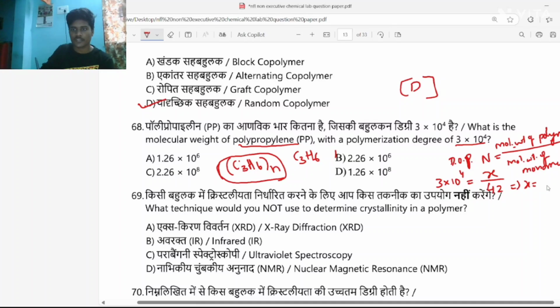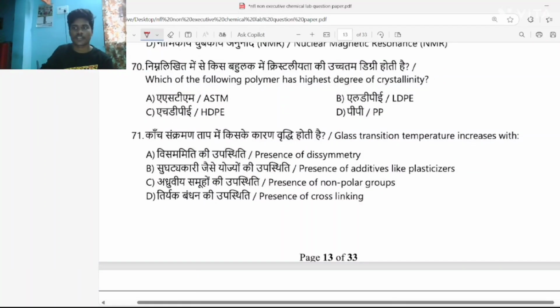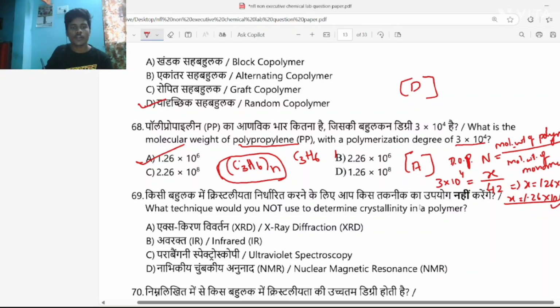Next question 69. What technique would you not use to determine crystallinity in a polymer? Crystallinity in a polymer, which technique you are not going to use is the question. Options are X-ray diffraction, IR, UV and NMR. The correct answer is option C, UV spectroscopy cannot tell you the crystallinity in a polymer. 69 is option C. Next question.